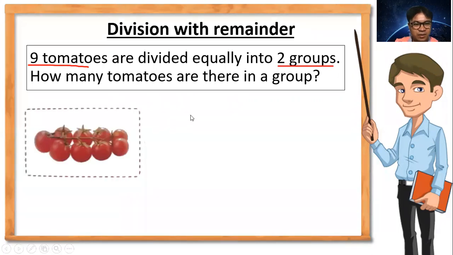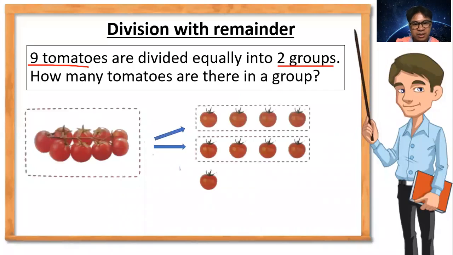So look at the tomato here, 9 tomatoes. If you group these tomatoes into 2, 1, 2, and there is 1. And this is called remainder 1.